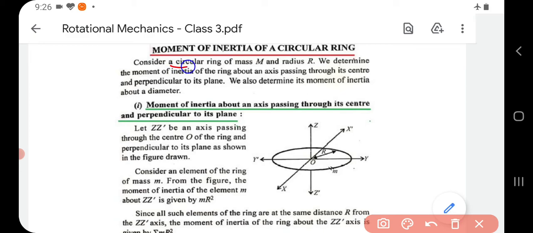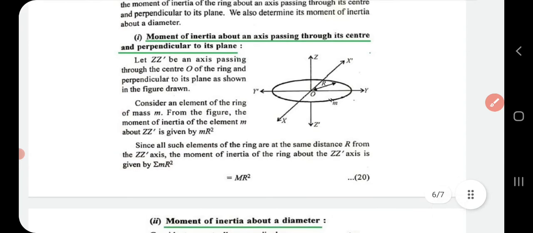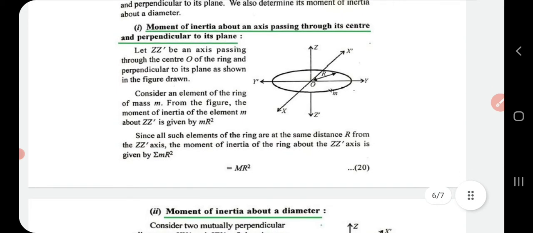Consider a circular ring of mass m and radius r. So here first we are going to find the moment of inertia about an axis passing through its center and perpendicular to its plane. Okay, see the figure. Let z dash be the axis passing through the center O and perpendicular to its plane. It is very clear from this figure, right?